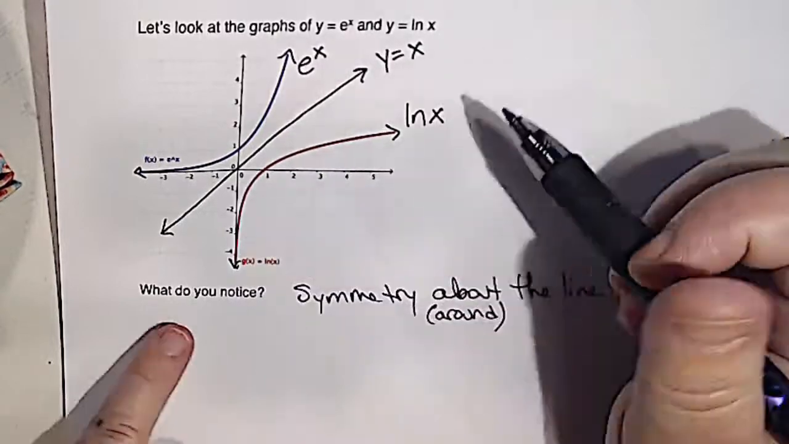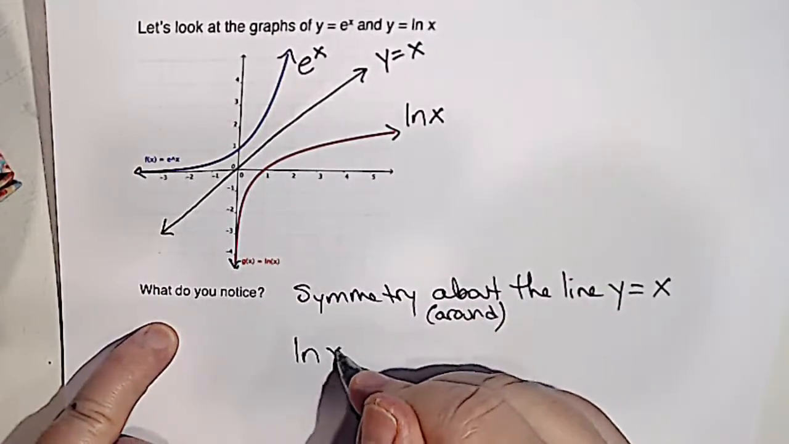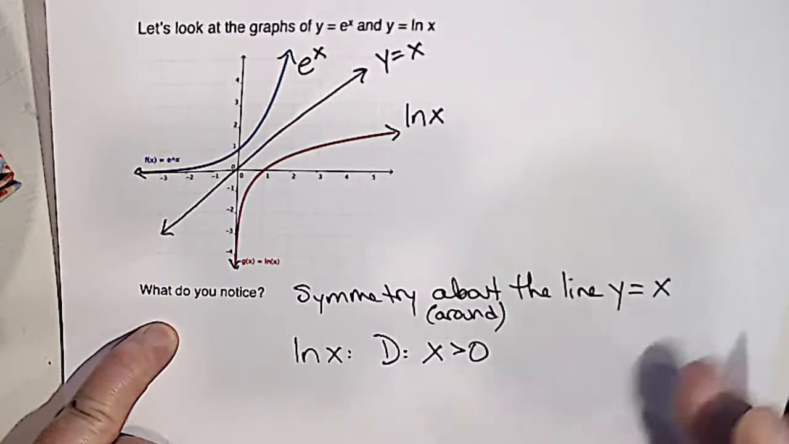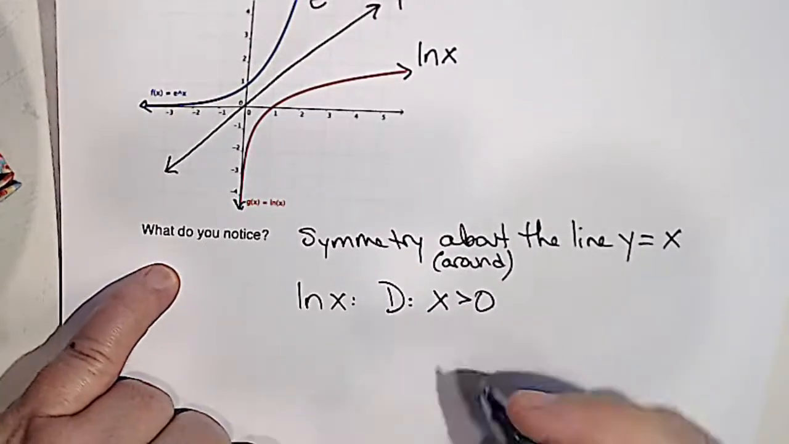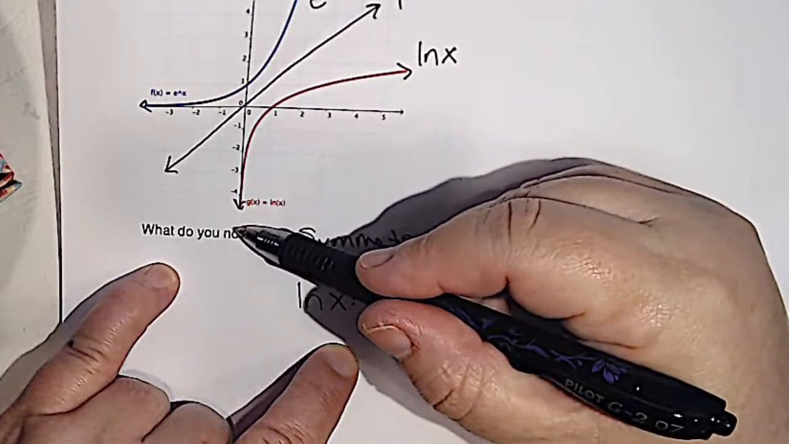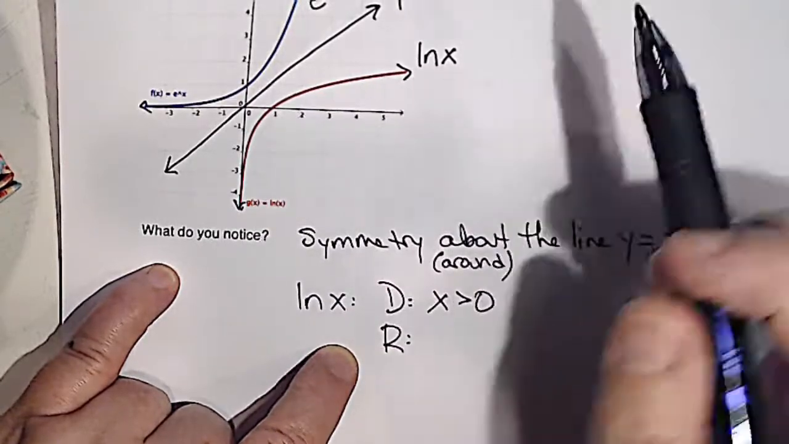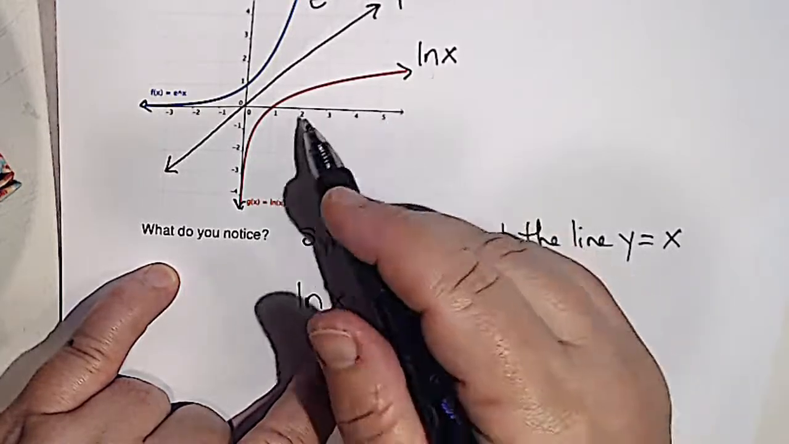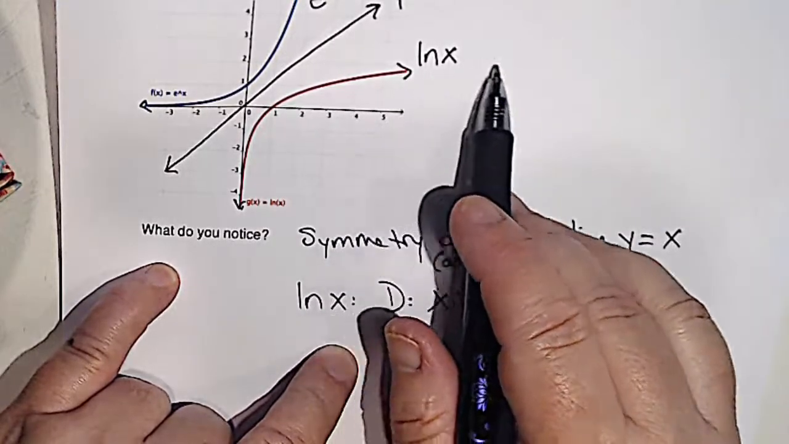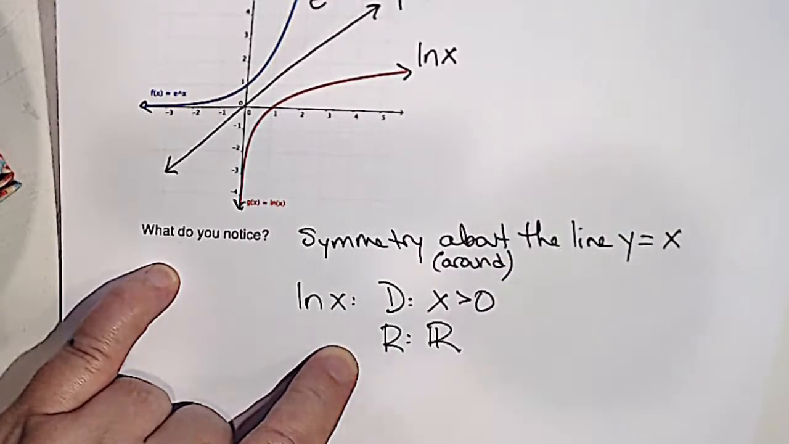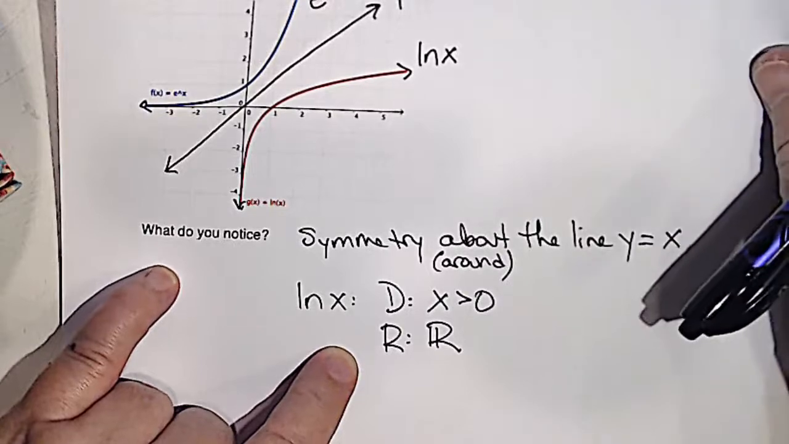So natural log of x. The domain seems to me to be x is greater than 0, right? And the range? This seems like it's heading down. And it seems like it's going up very slowly, but it'll just keep going up. It'll just take a long time. So I would guess this would be all reals. That would be interesting, right?